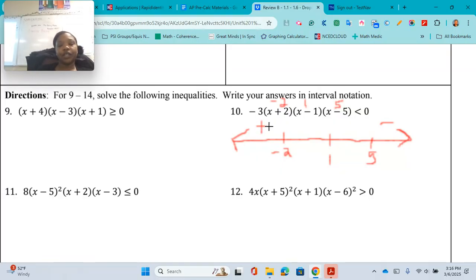Excellent. Now let's look at the multiplicity. Multiplicity of negative 2 is 1. So if this is plus, this one will be negative. All right. The multiplicity of 1 is 1. So if this is negative, this would be positive.